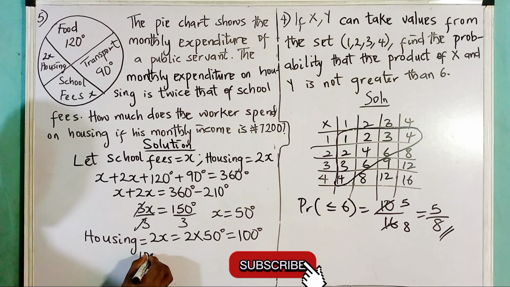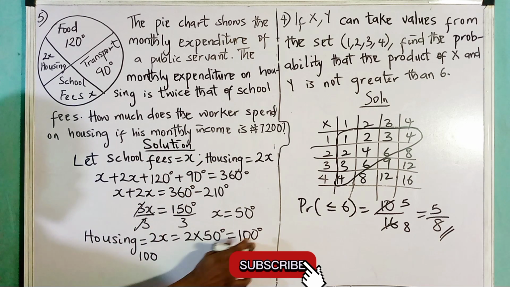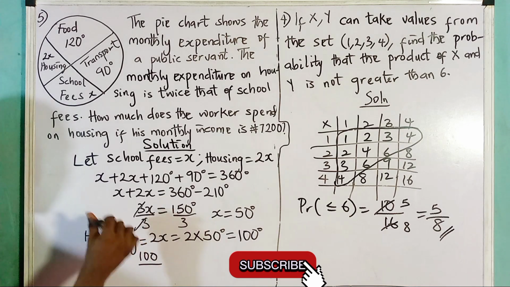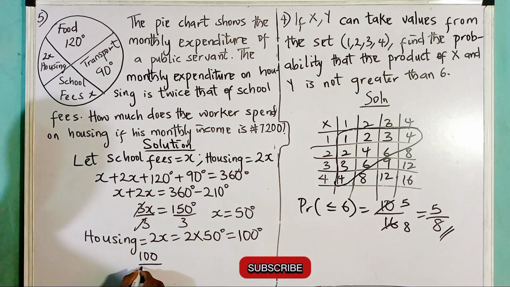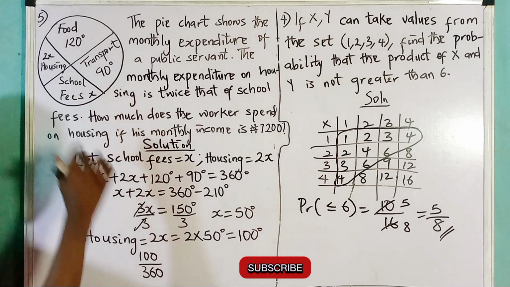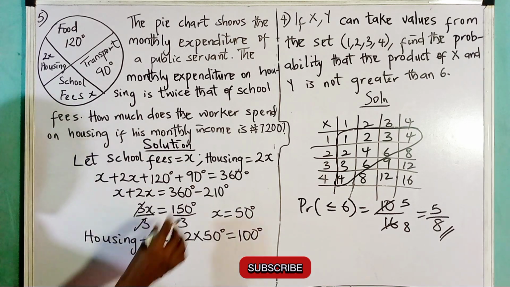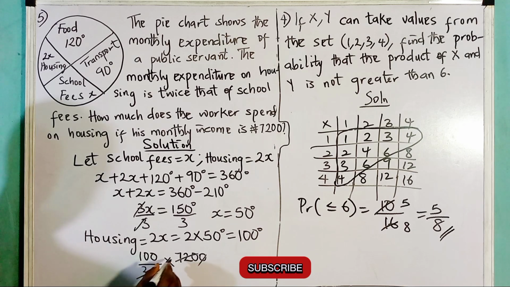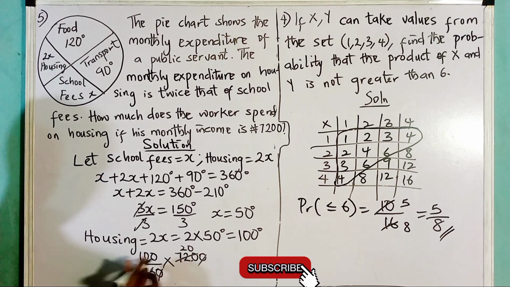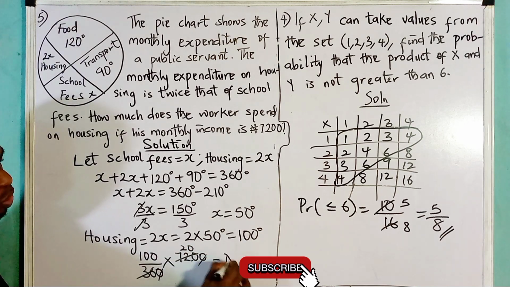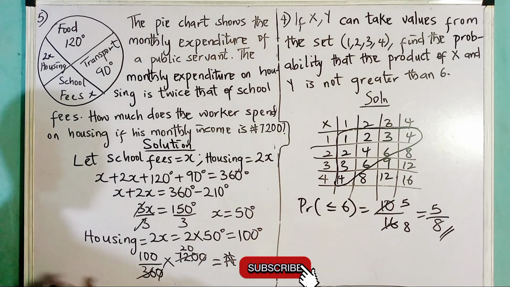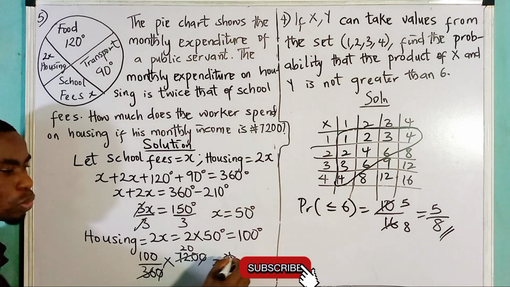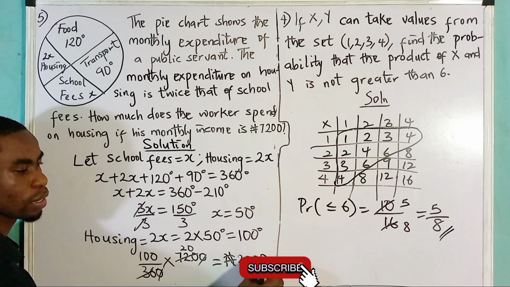We have 100 is housing we are focused on, which is 100, over the total number. The total for degree is 360, in this case for circle, times 7,200. So this is cancelling this. 720 can be divided by 36, and this is 20. 20 times 100 is 2,000. So the amount the man spends, or whoever he is, spends on housing is 2,000 naira.